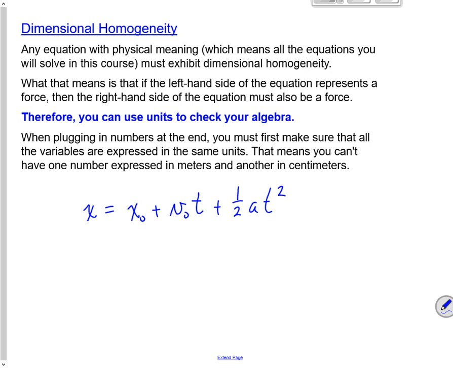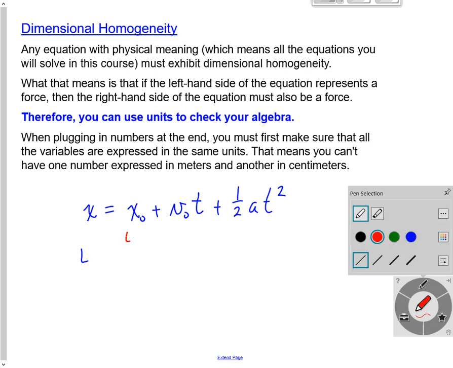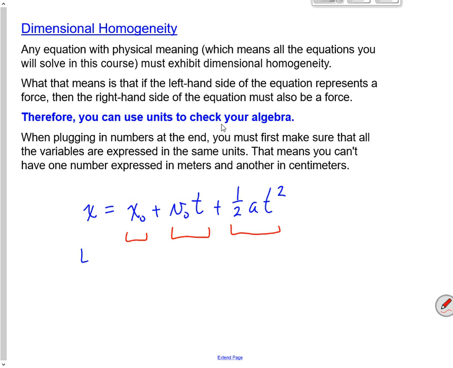The left-hand side is measured in length. It's feet or meters or something. So each of these quantities over here on the right has to be in length. And there's 3 quantities over here. There's 3 things I'm going to add together. And the only things I can add together are things that have the same units. So x0 refers to some position. Again, it's in feet, meters, whatever.